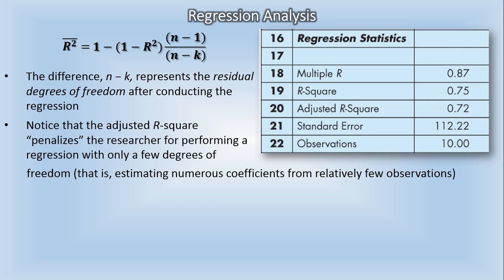All right, so notice that the adjusted R square penalizes the researcher for performing a regression with only a few degrees of freedom. That is, estimating numerous coefficients from relatively few observations. So as your parameter estimates go up, you have some number of observations minus a bigger number, then you're going to get a smaller number down here, which means you'll have a number divided by a smaller number, which will be a bigger number. So then you'll have 1 minus a bigger number, which means that our adjusted R square will be smaller.